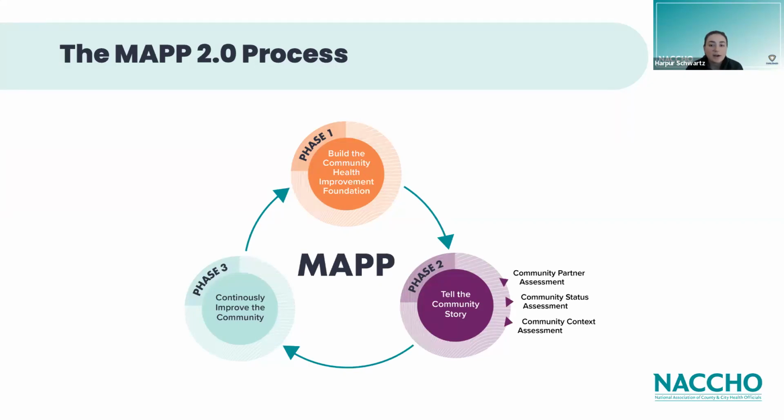The 3 phases are: phase 1, build the community health improvement foundation; phase 2, tell the community story; and phase 3, continuously improve the community. And you'll see that there are arrows that depict that this process is continuous and it's not a linear approach. So you might refer back to previous phases throughout the process or begin a new MAPP cycle as we're wrapping up the previous cycle. So we're going to go through each phase, step, and tool of MAPP 2.0, and this overview will also include a brief review of the Power Primer.